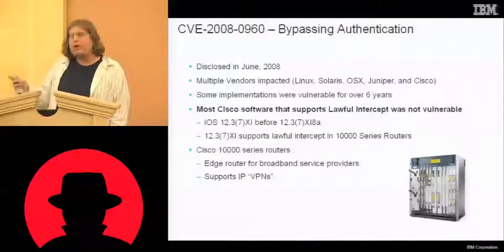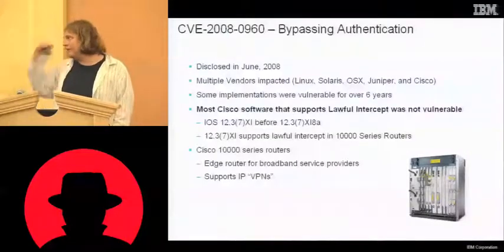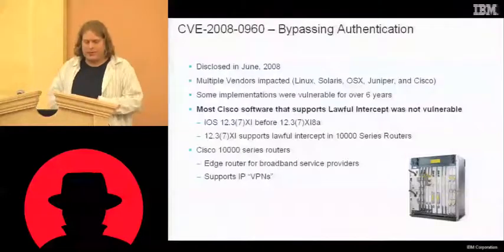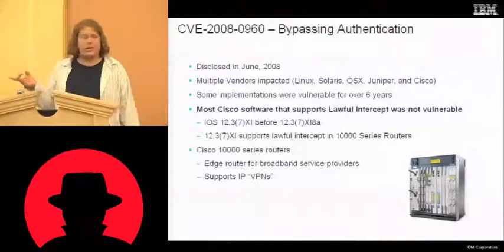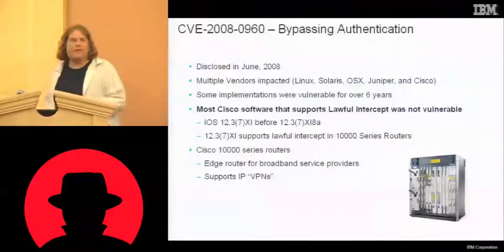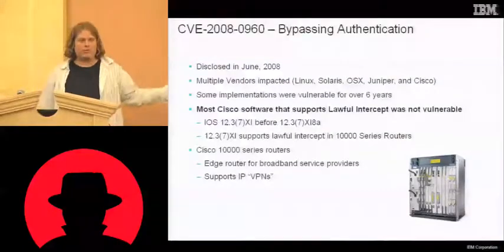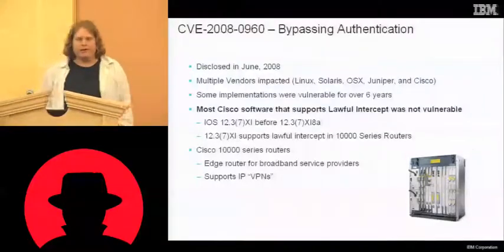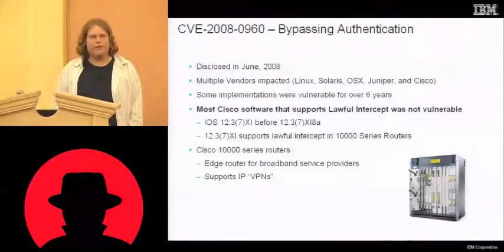There may be more, but I did find a specific version in the list of vulnerable versions that happens to also support lawful intercept, and it runs on the Cisco 10000 series edge routers. These routers are for cable modem companies or DSL companies that are serving like large numbers of customers. These things are out there on the internet, and potentially there's a lot of consumer data that's flowing through them.